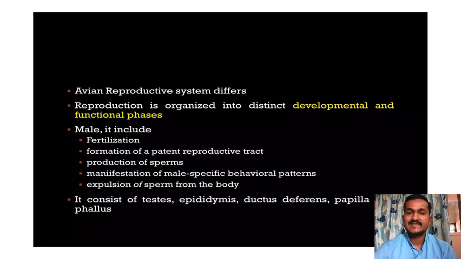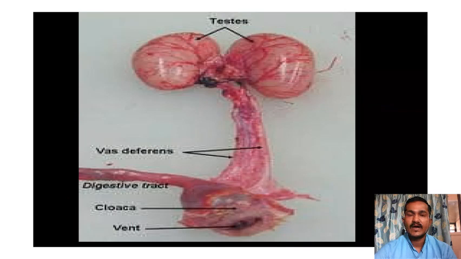The first organ is the pair of testes. The second organ is the pair of epididymis. The third is the ducts, commonly known as the vas deferens. And the last one is the papillae, either phallus. Clear? So let's see in detail about each and every organ.